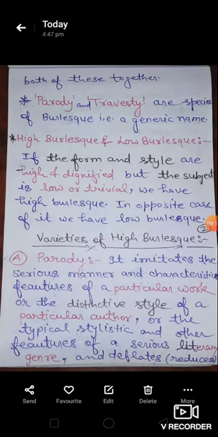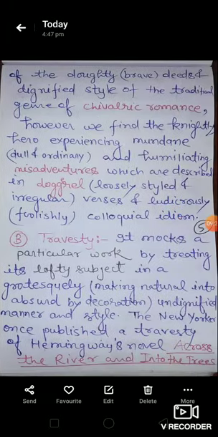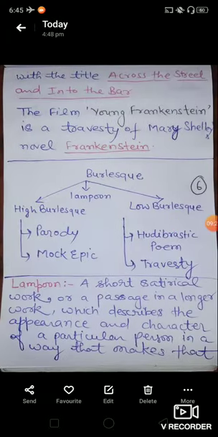Burlesque can be divided into two types, as it is given on this page number 6. I have made this arrow. Burlesque mainly can be divided into two types. The first one is high burlesque. The second one is low burlesque.